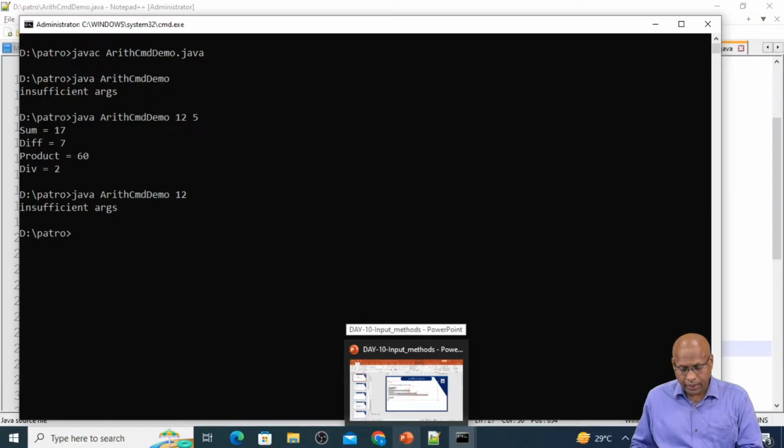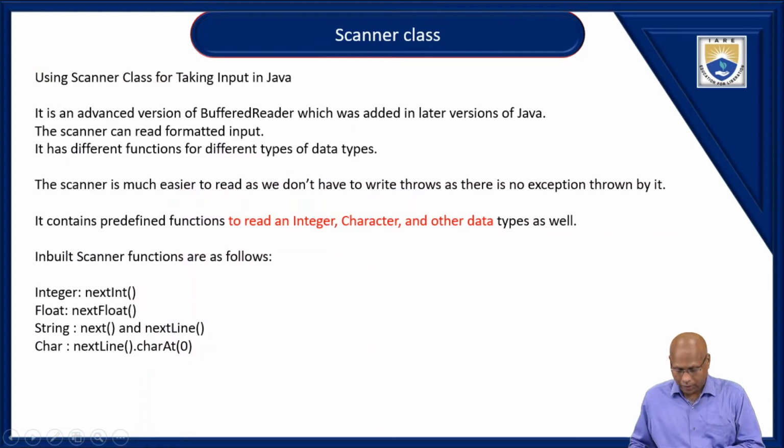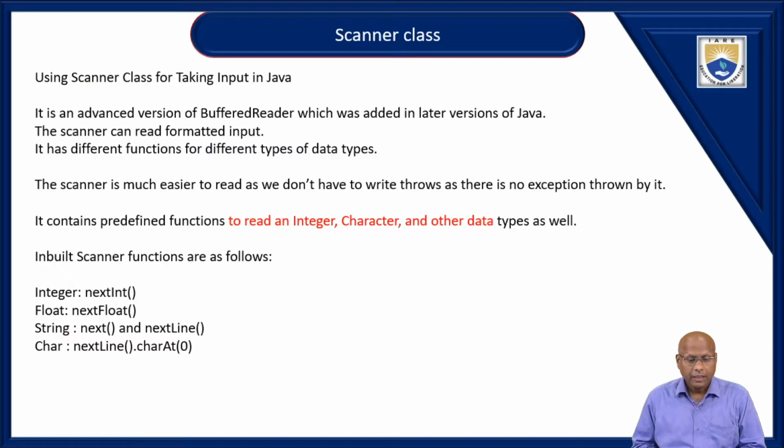Now we'll go to the second one. Till now you have seen the command line argument. Now we'll go to the Scanner class. Scanner class is also one of the best ways of reading the data. This is the latest way. Actually, in the earlier versions, before Java 5, the Scanner class was not there. From Java 5 onwards, the Scanner class came and it is very handy, easy to write, easy to read.